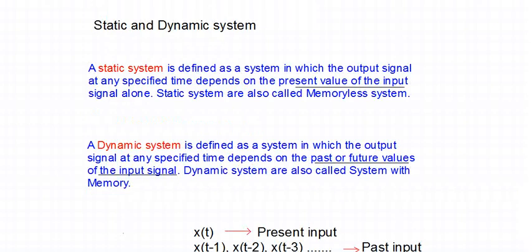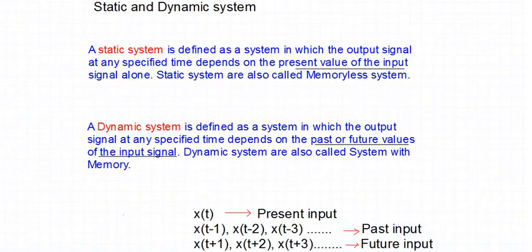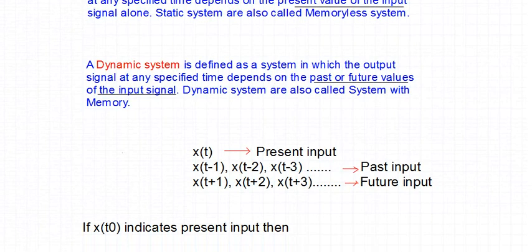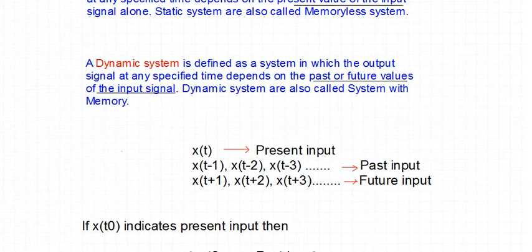Let me make things easy for you by understanding these dimensions. We will always represent x(t) as the input and y(t) as the output of the system. Okay, let these notations be clear. x(t) represents the input, whereas y(t) represents the output of the system. So whenever we have x(t), it means that I am talking about the present input. x(t) with no operation done on it indicates the present input.